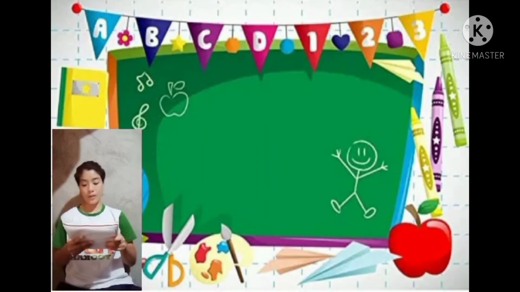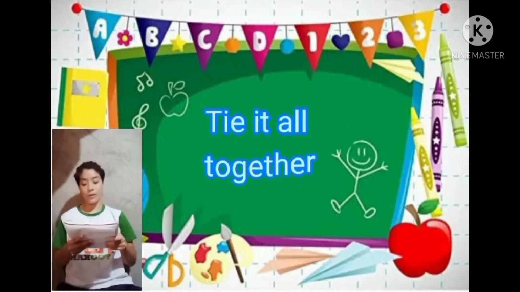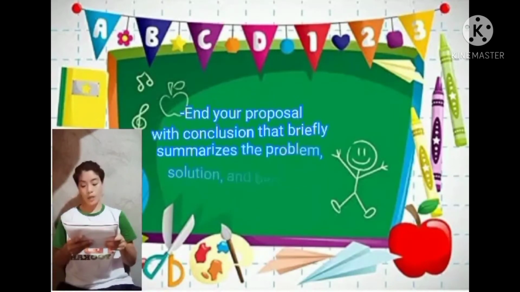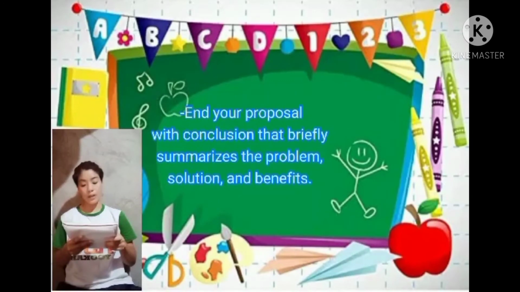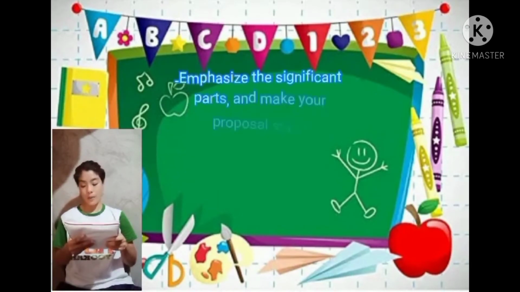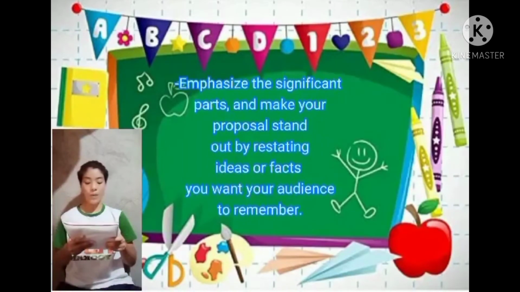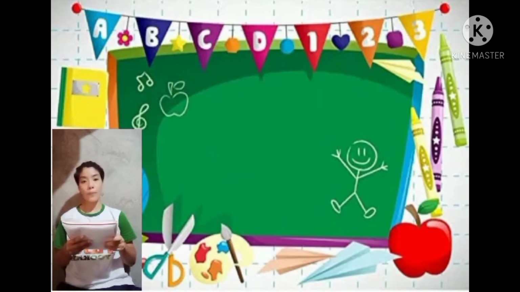Step 6. Tie it all together. End your proposal with a conclusion that briefly summarizes the problem, solution, and benefits. Emphasize the significance and make your proposal stand out by restating ideas or facts you want your audience to remember.